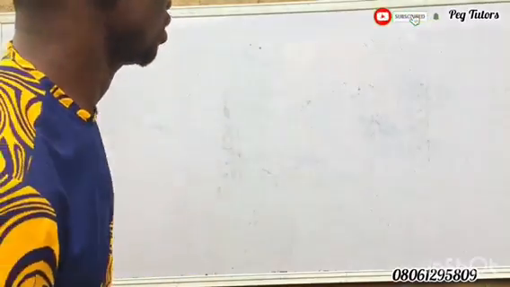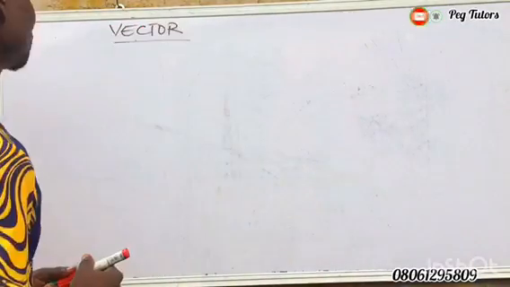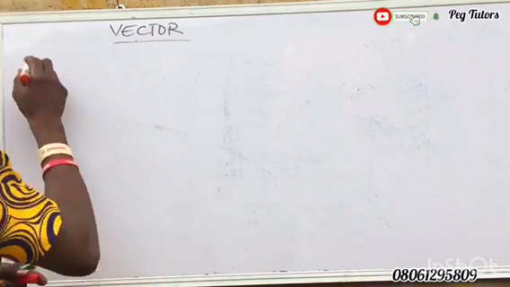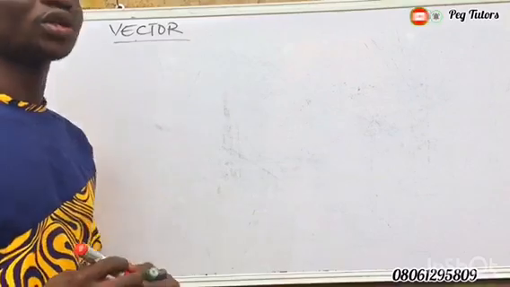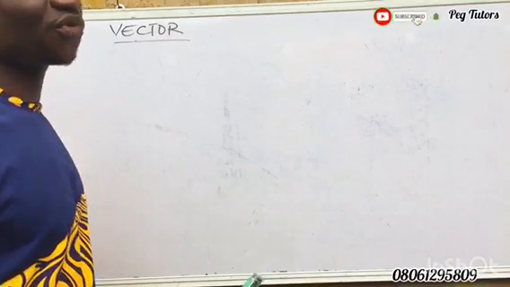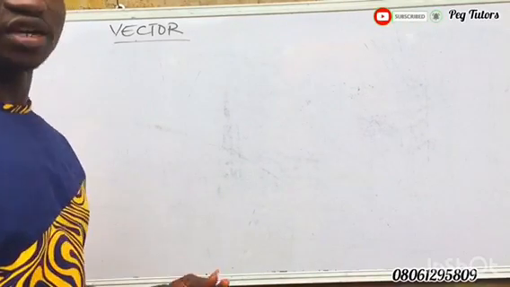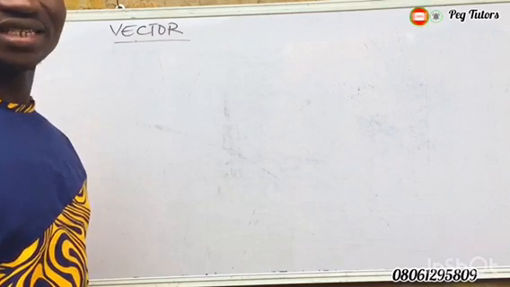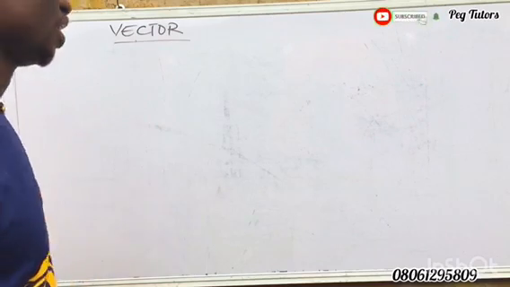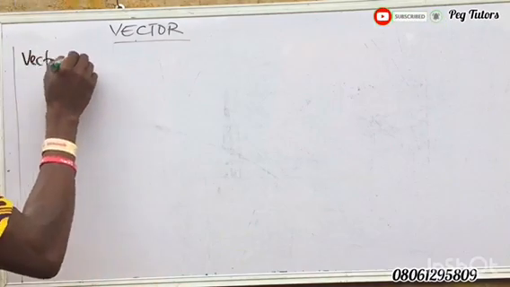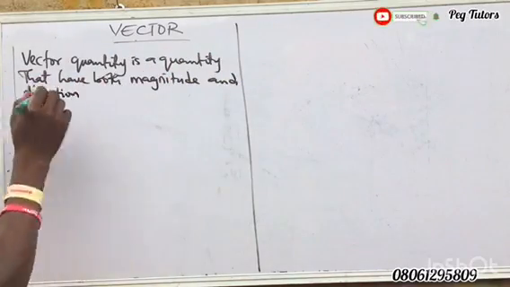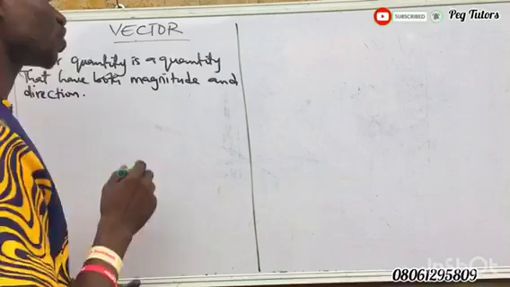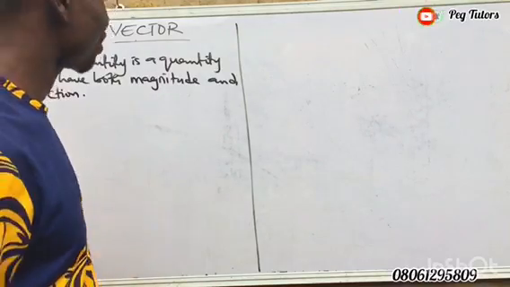So today we are going to be talking about what is actually a vector. Some of you might just be asking the question, what is a vector? Now, before now, I believe you know what a vector quantity is and a scalar quantity. A vector quantity is a quantity that has both magnitude and direction.